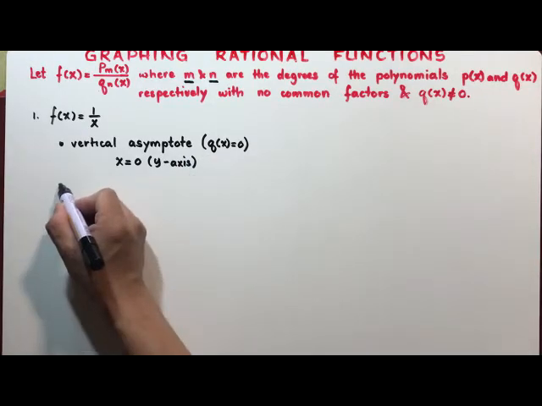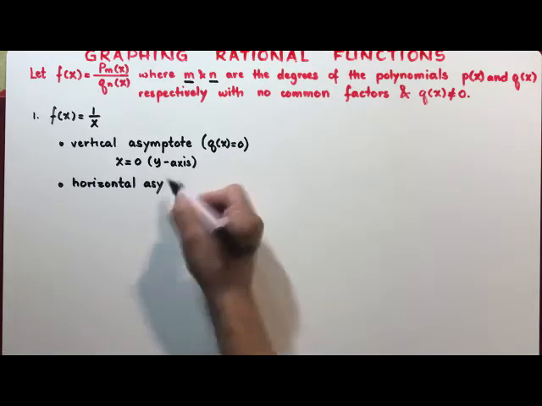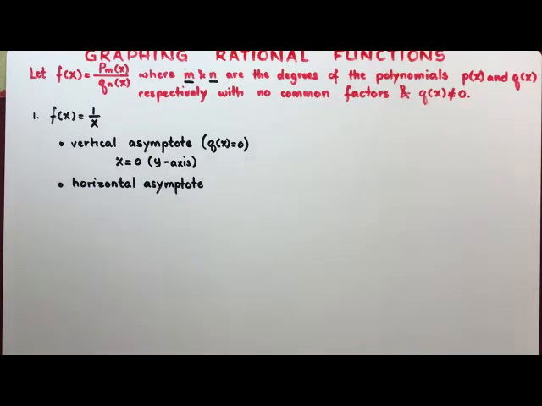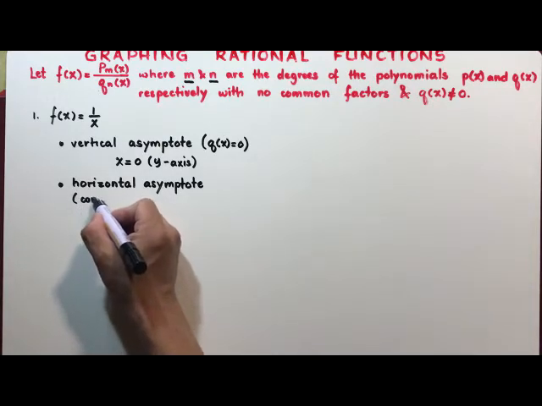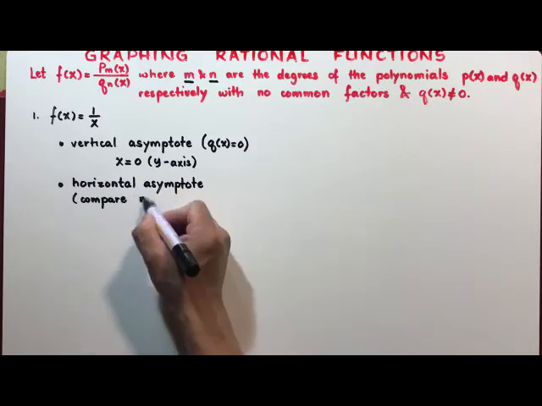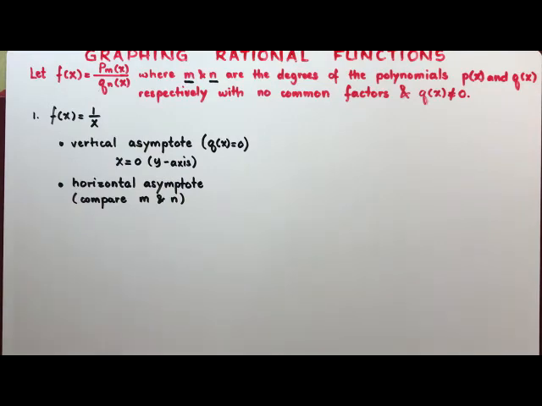Next is to find the horizontal asymptote. How do you find the horizontal asymptote of the given function? We can find it by just comparing the degrees of the numerator and the denominator. So here, we'll just compare m and n. Take note that m is the degree of the polynomial in the numerator, and n is the degree of the polynomial in the denominator.